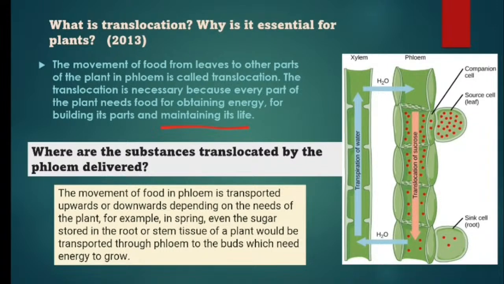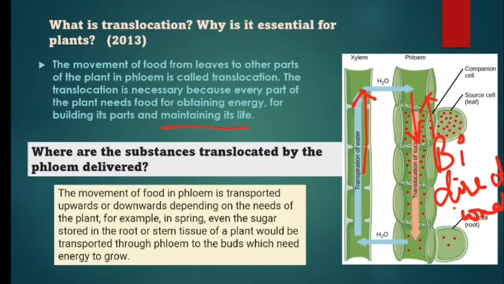Alright, so translocation is the process of transportation of food that takes place with the help of phloem from the region where it is produced, that is from leaves to different parts of the plant. Where are the substances translocated by the phloem delivered? The food in phloem is transported upwards and downwards. So the food moves in a bidirectional manner. So I hope you know this. Whereas in xylem, water moves only in one direction, whereas the food moves in both directions.